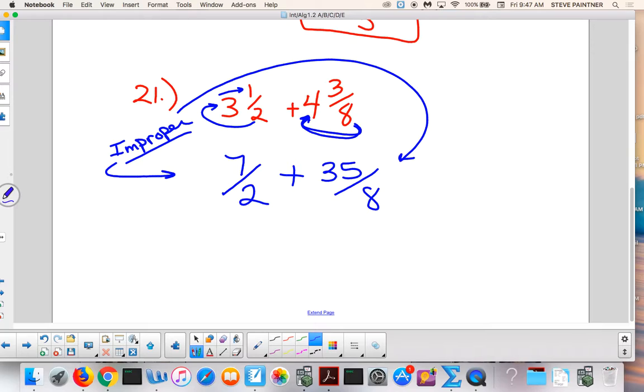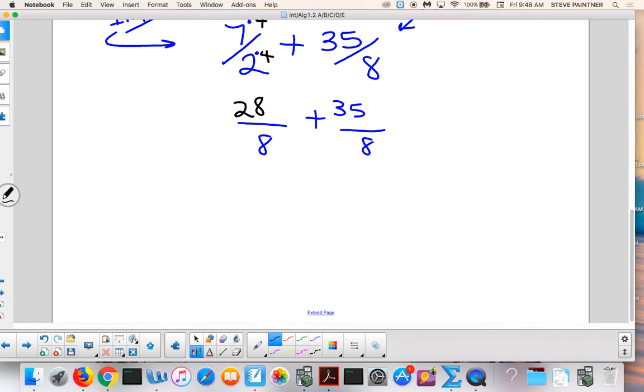2 goes into 8. Good. So can't we just use 8? Yeah, just use 8. Okay. 35 here and multiplied by what? 4. Get you what? 28. And it's a positive plus a positive, so this is a nice one. You just simply add them up. On the bottom, 8 and 8 makes 16.